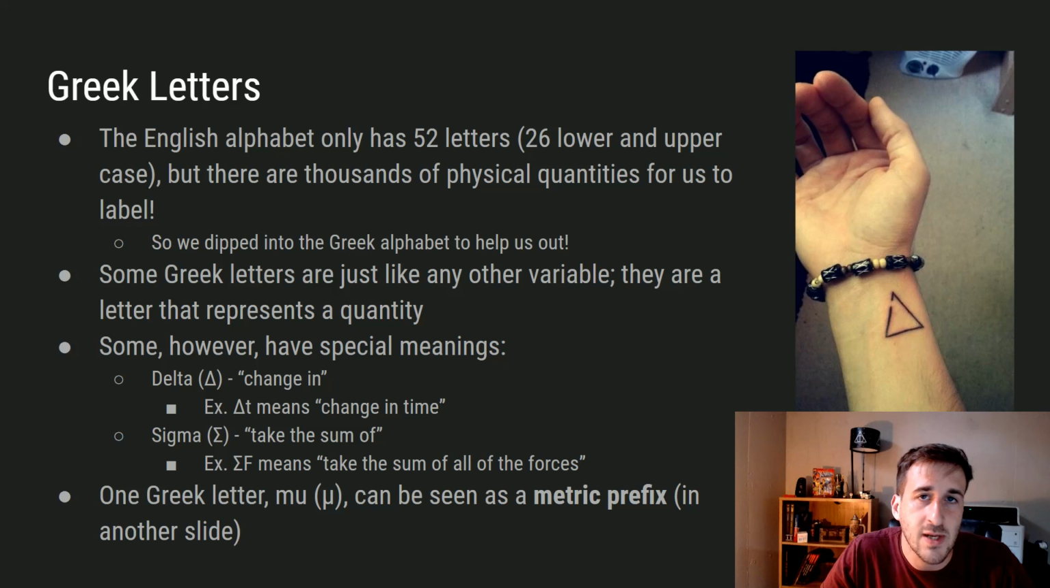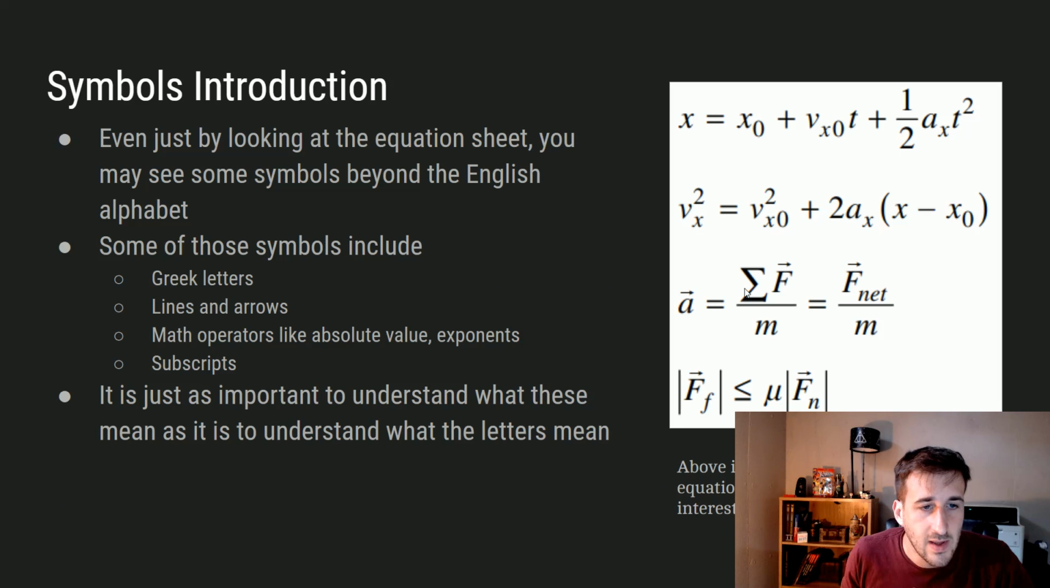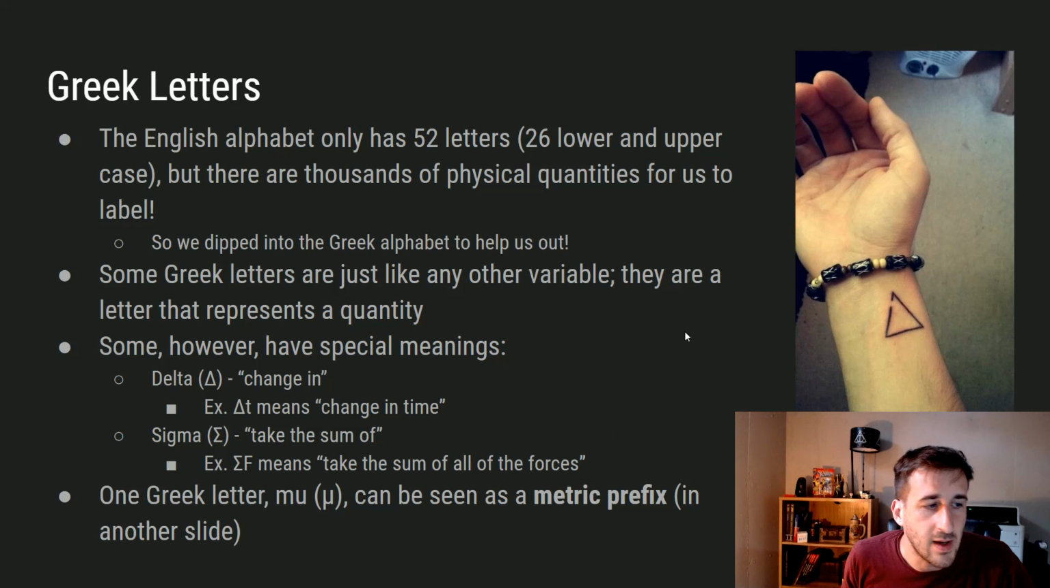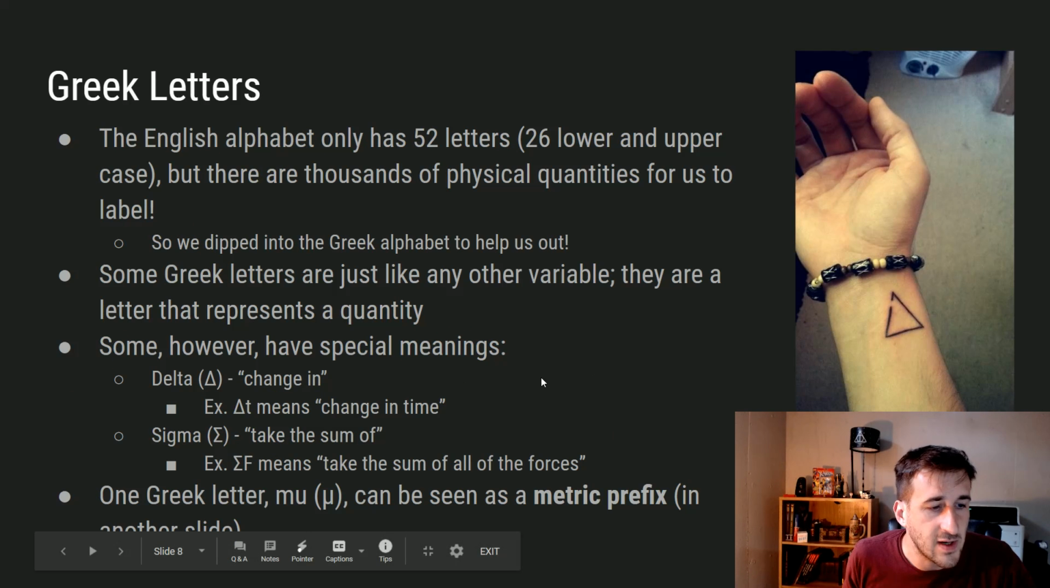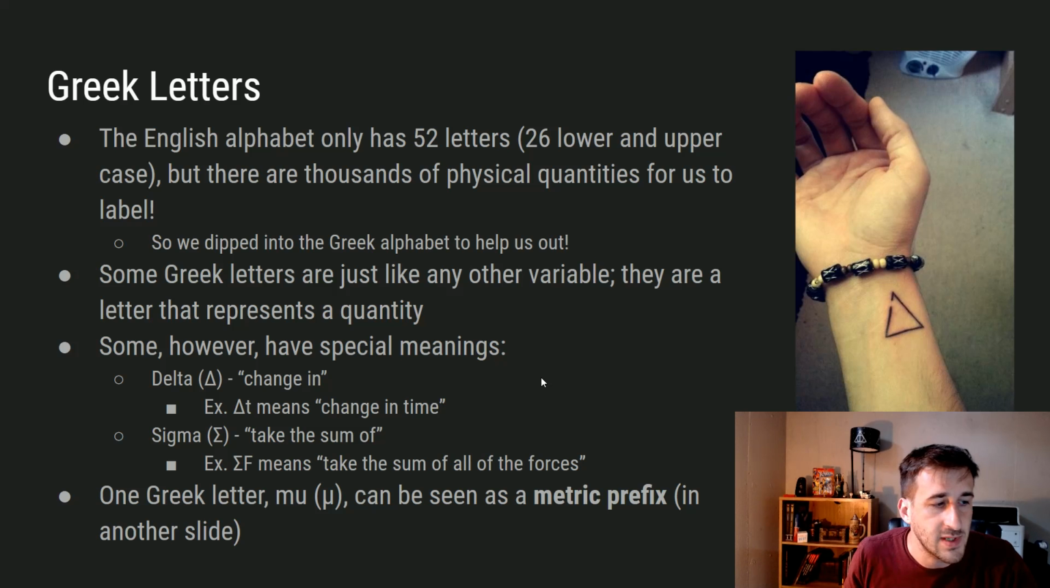You can put delta in front of almost any quantity. Delta T is change in time. Delta M is change in mass. Delta F is change in force. So we can use delta in lots of different ways. And sigma, this giant thing here, means take the sum of. So this sigma is saying take the sum of all the forces. Whatever you put that sigma in front of, it's saying take the sum of all of those things.